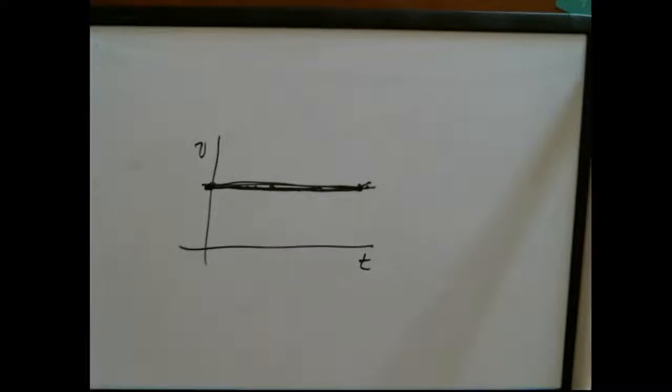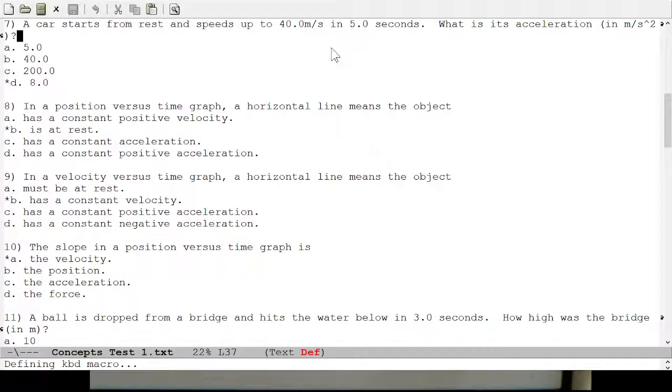So the next one says, in a position versus time graph, the slope is the velocity. We've already talked about that, right? It's the change in position. The slope is the change in the vertical axis over the change in the horizontal axis. In a position versus time graph, it means the slope is the change in position over the change in time, and that's the velocity.